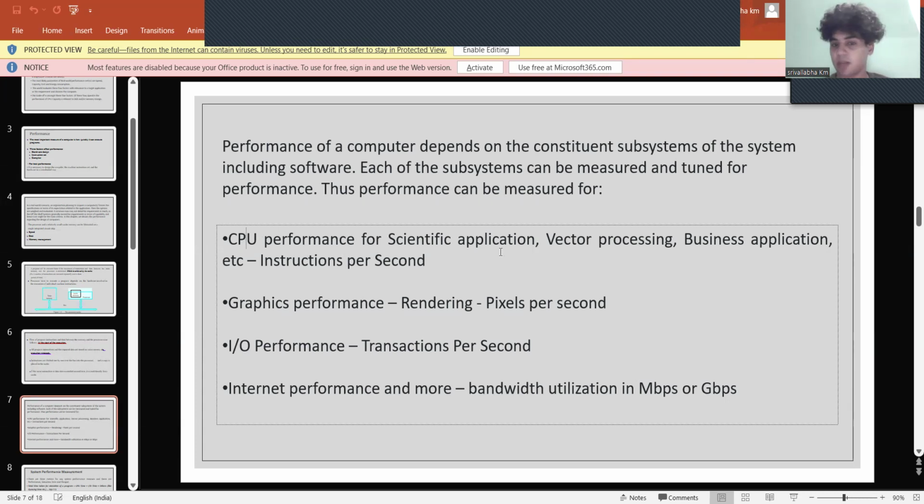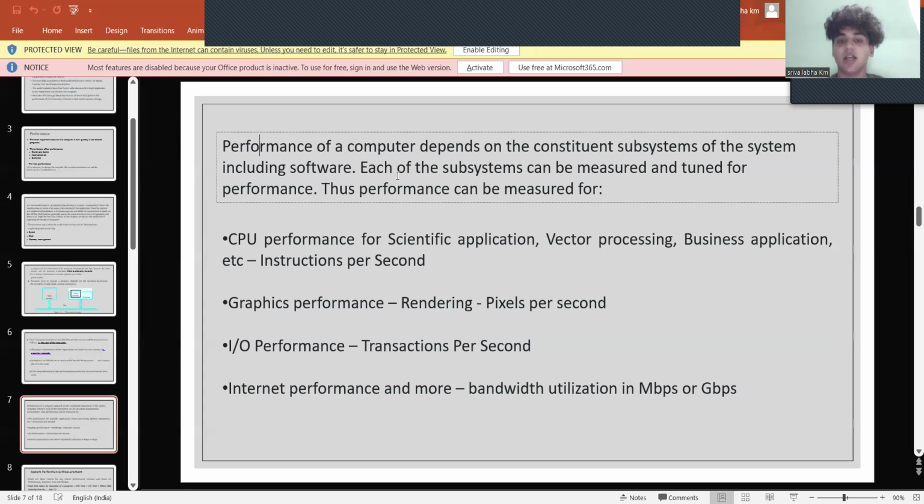CPU performance for a specific application, such as vector processing or business applications, measured in instructions per second. Next, graphics performance, measured in pixels per second rendering. Next, input output performance, measured in transactions per second, and internet performance, measured in bandwidth utilization, Mbps or Gbps. Each subsystem will be measured and tuned for performance: different for CPU, different for graphics, different for input output, and different for internet.